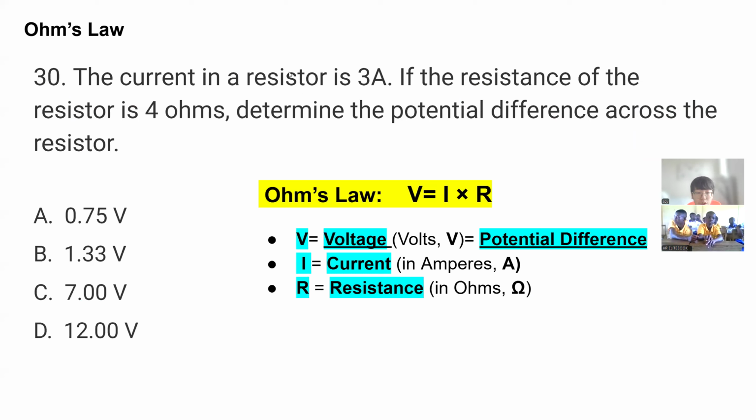If you see a question that gives you the resistance and the current, or a voltage and the resistance, or a voltage and a current, you can find the missing part by using Ohm's law. Here, since the current and the resistance are given, you can multiply the two. So it's 4 times 3, which results in 12 volts.